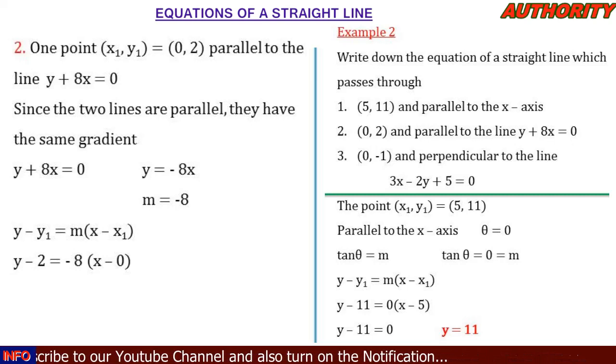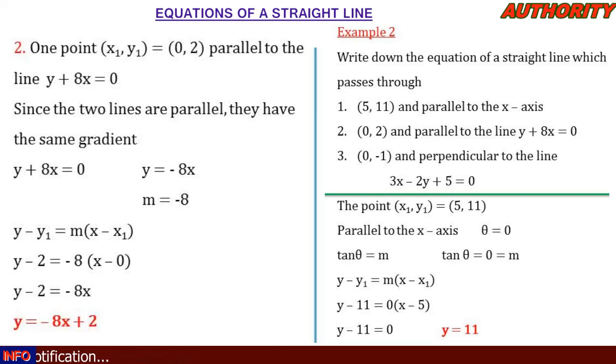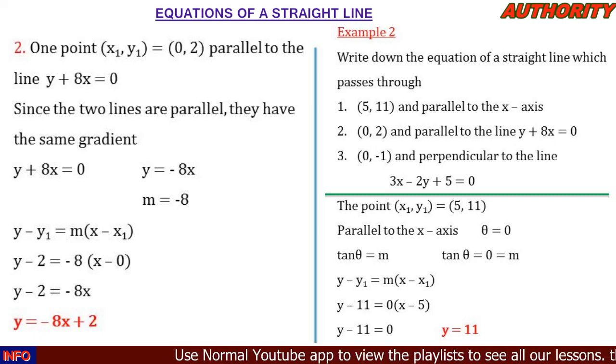When you say x minus 0 is x, so x multiplied by minus 8 is minus 8x. So here we have y minus 2 is equal to minus 8x. Let's take minus 2 to the other side. So here we have y is equal to minus 8x plus 2. All right, yes. So the equation of the straight line which passes through the point 0, 2 and is parallel to the line y plus 8x equal to 0 is y is equal to minus 8x plus 2.